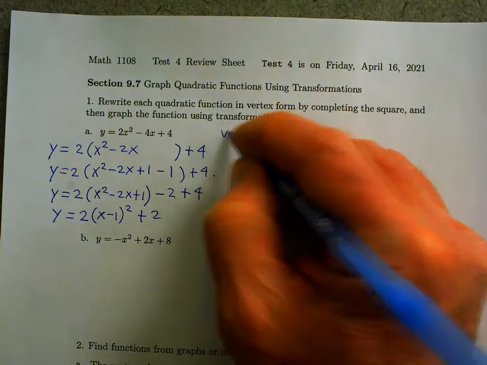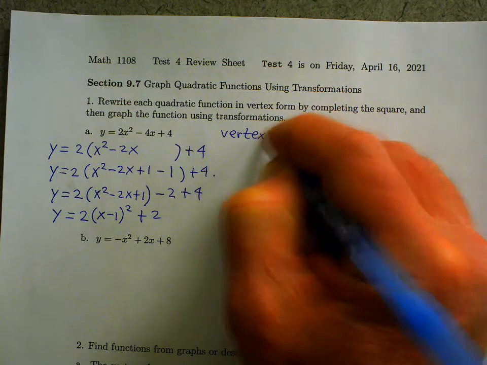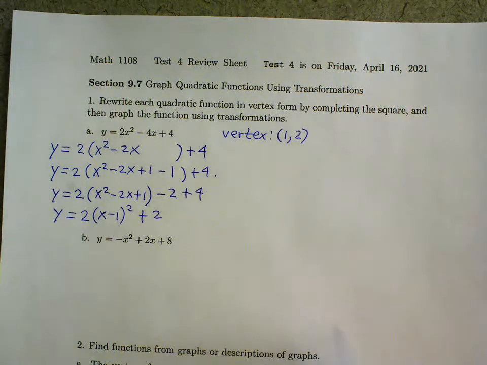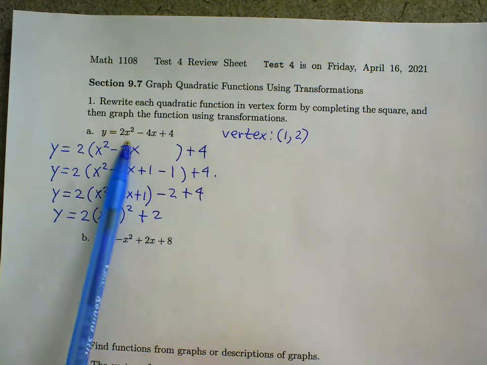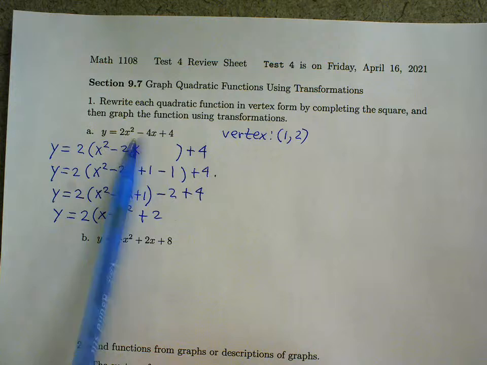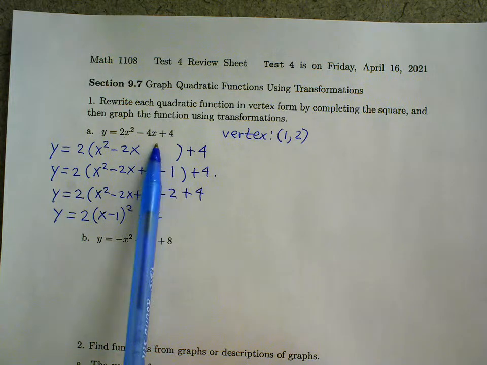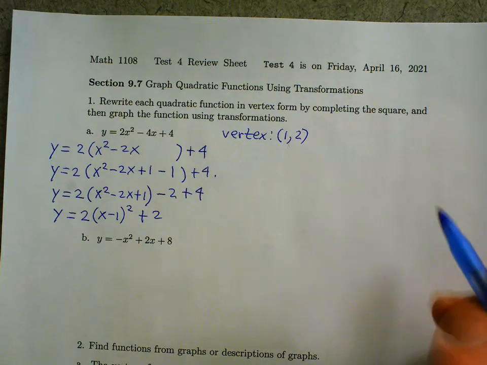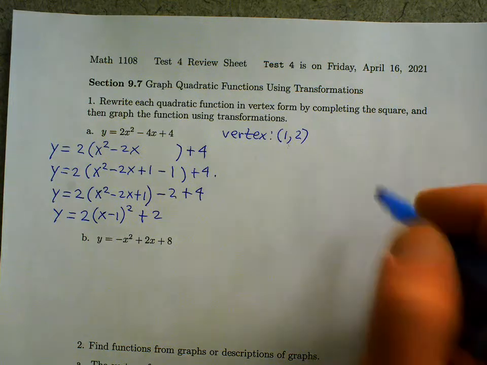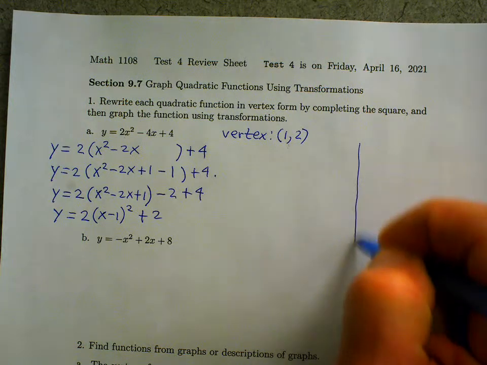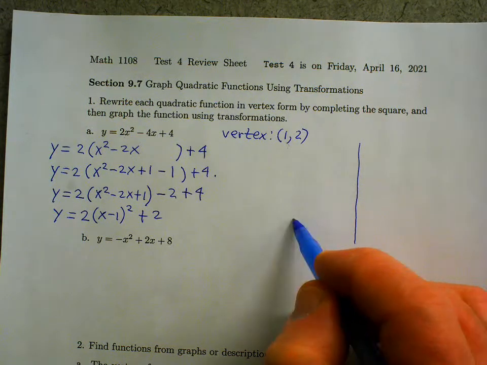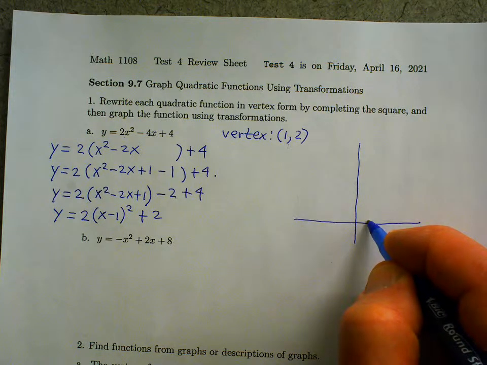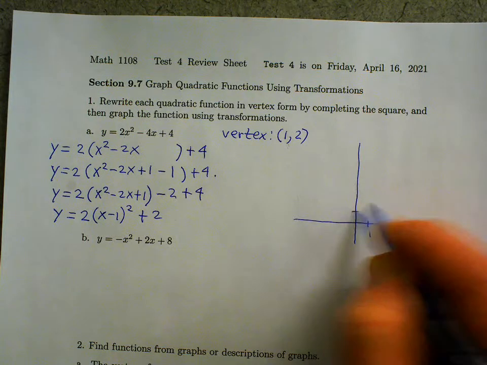Okay, the vertex is the ordered pair 1, 2. The parabola opens upward, so that must mean that there are no x-intercepts because the vertex is above the x-axis. So we have enough information to begin sketching the graph. We can plot the vertex 1, 2.